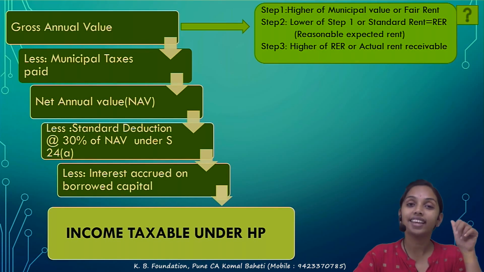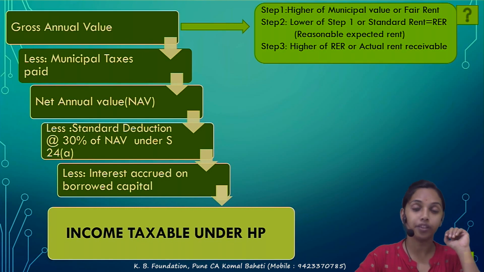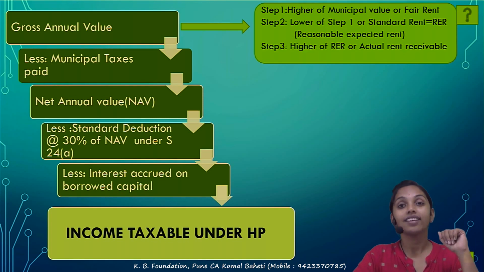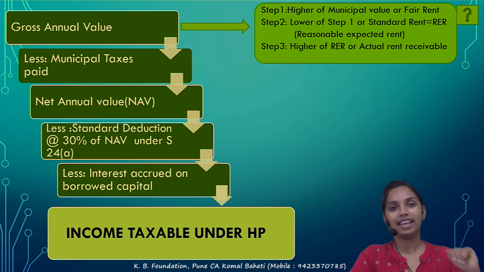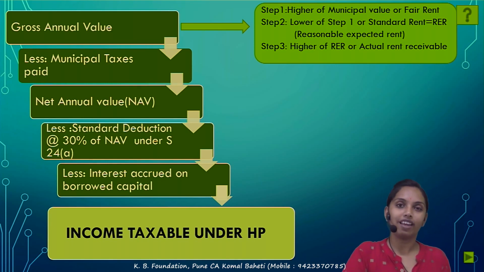Next, what do we do with unrealized rent? From actual rent receivable, unrealized rent is to be deducted. Good. What do we do with vacancy loss? Due to the vacancy loss, if the AR is lower than the reasonable expected rent, then the AR should become GAV. The AR should be equivalent to the GAV. So if AR plus vacancy loss is more than or equal to the reasonable expected rent, then the AR should be equivalent to the GAV.